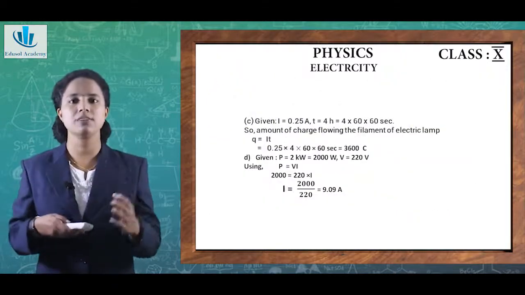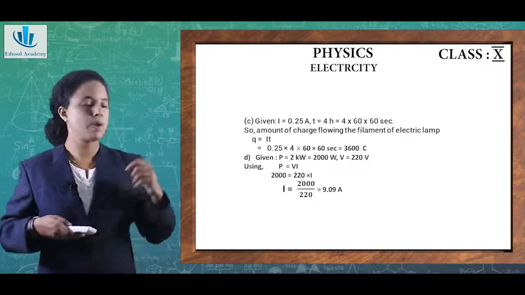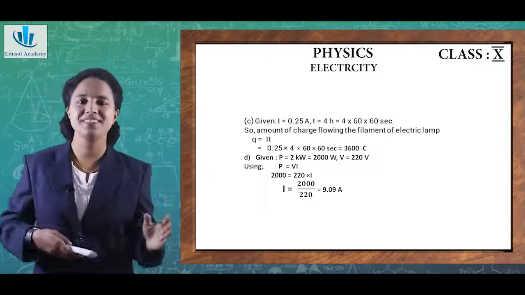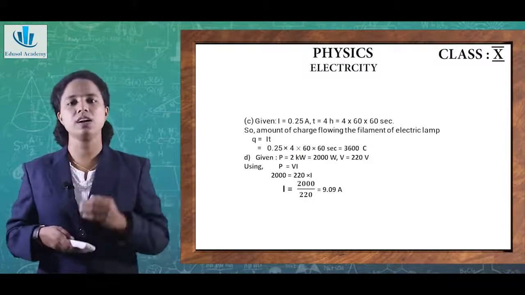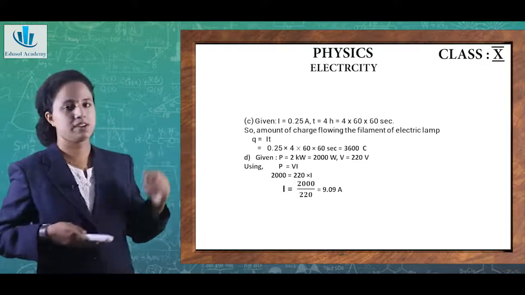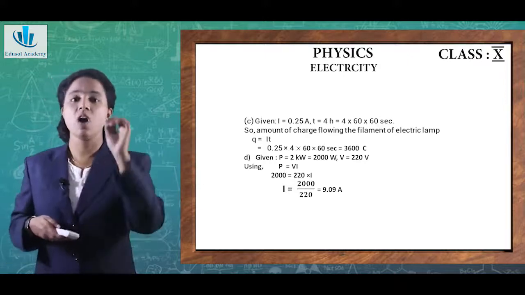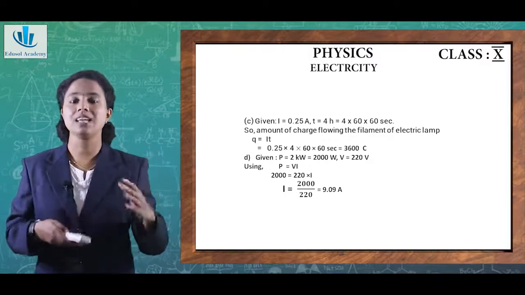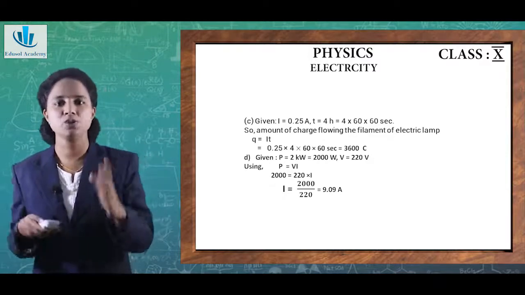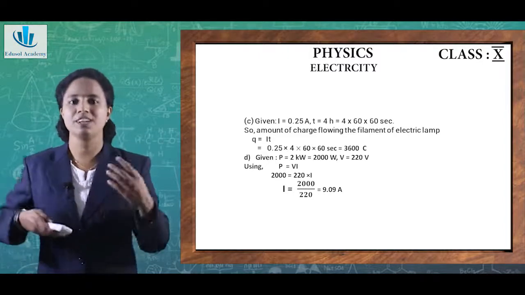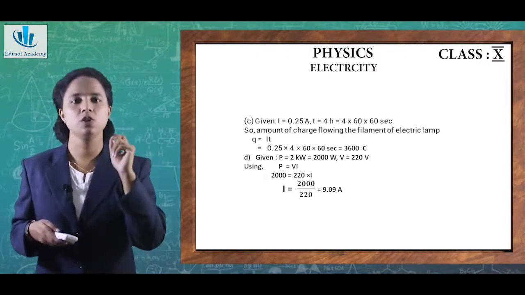So we are already given certain quantities, that is power equals 2 kilowatt. When we convert this kilowatt in terms of watt, you will get 2 kilowatt as 2000 watt. It's from the basic relation 1 kilowatt equals 1000 watt. So 2 kilowatt equals 2000 watt, and the potential is given as 220 volt.